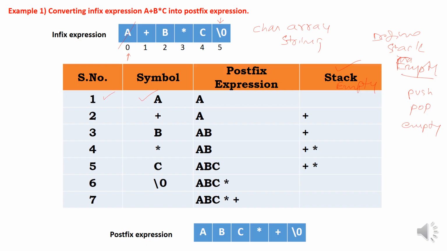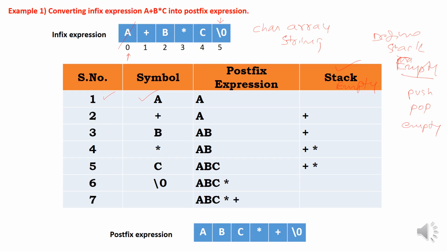These are the steps. First step, read a symbol. What is the symbol? That is the first character of the infix expression. Check whether it is an operand or an operator. See here, A plus B into C means A is an operand, plus is an operator, B is an operand, asterisk is an operator, C is an operand, and backslash 0 is the end of the string, the end of the infix expression.